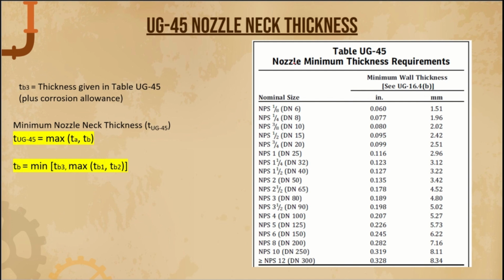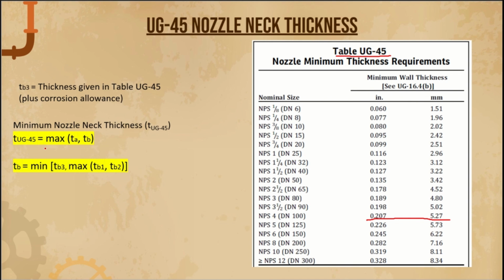There is no need to calculate TB3. The code has already given one table, that is table UG-45. From this table you need to select one thickness for the TB3. You need to select one size, and as per your size you need to select the minimum wall thickness. So this is your TB3.